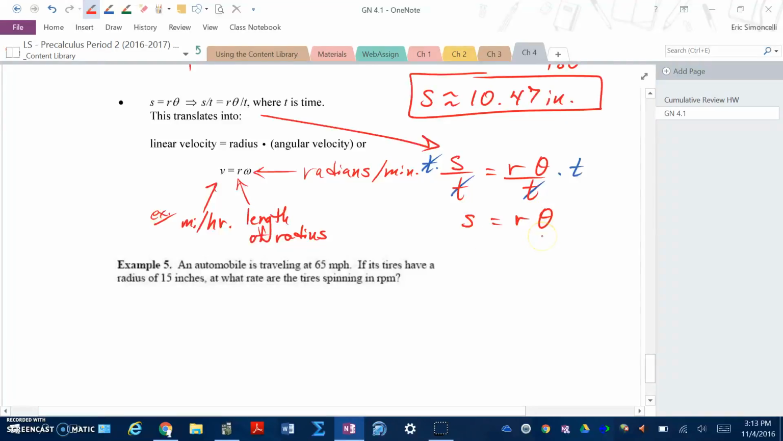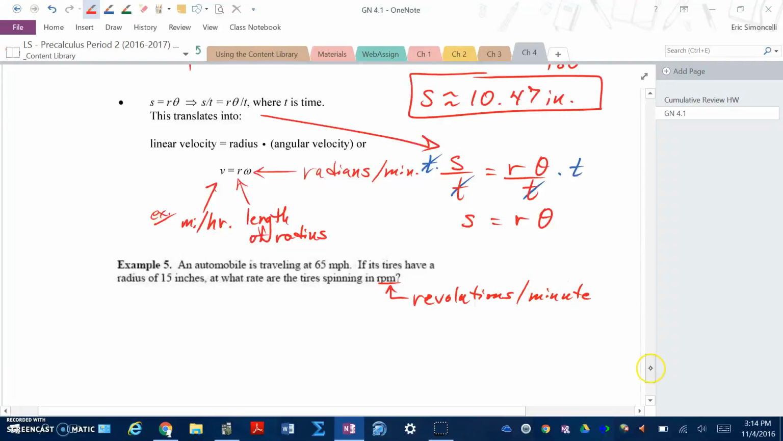Example 5. An automobile is traveling at 65 miles per hour. If its tires have a radius of 15 inches, at what rate are the tires spinning in RPMs? RPMs stands for revolutions per minute.